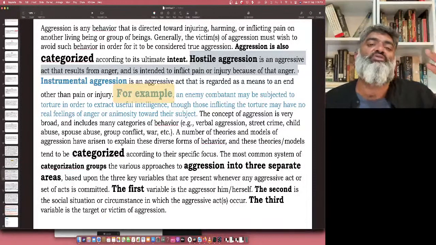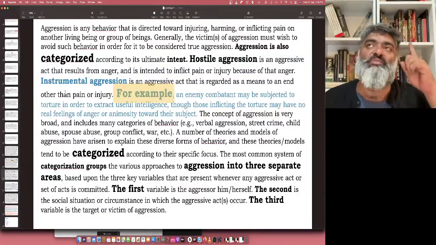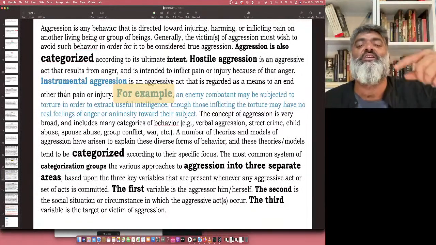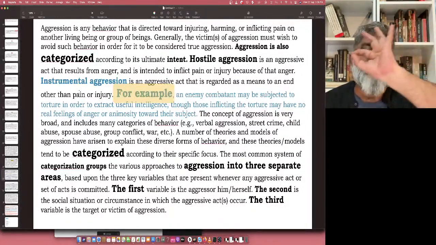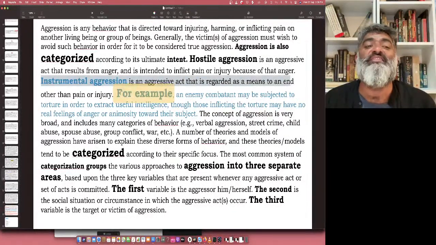So when you get angry and you attack someone, that is hostile aggression. Easy enough, but my brain should be saying, okay, broad idea, aggression, this is a specific definition, just located here, and the idea is over. Instrumental aggression is an aggressive act that is regarded as a means to an end other than pain or injury.